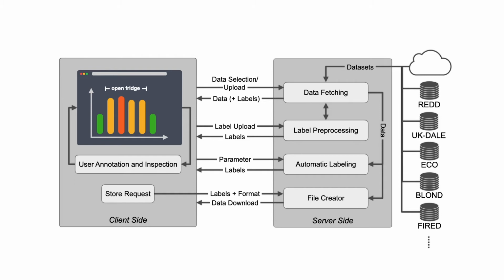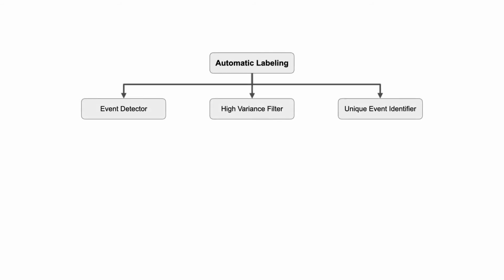After selecting data, you can start adding labels manually, or by using the automatic labeling algorithm. The algorithm is split into 3 detectors: an event detector, a high variance filtering step, and a unique event identifier.